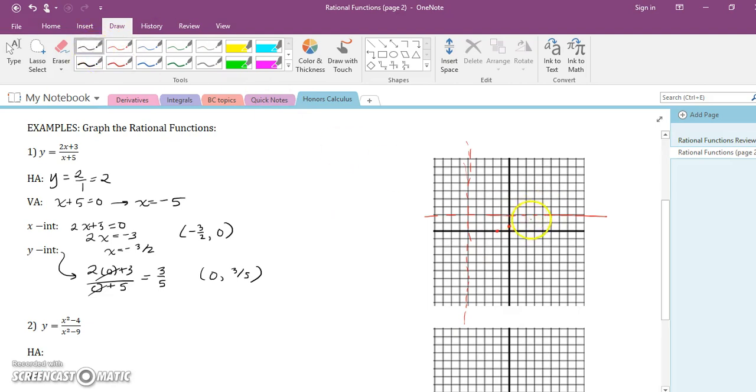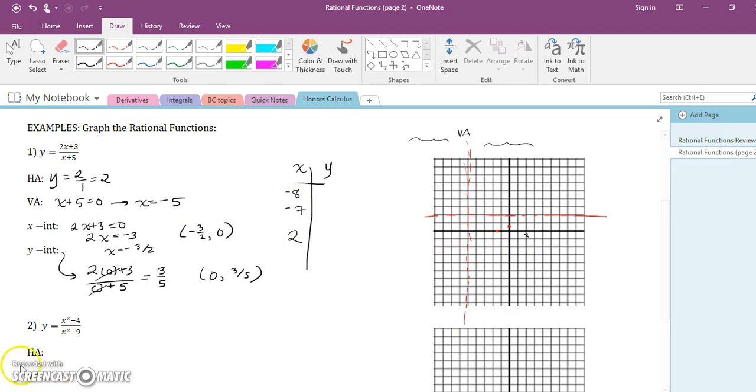I don't really have enough points to connect. I mean, I know these two are going to connect, but I don't know what's really going on. So you should always pick extra points on each side of your vertical asymptote. I already have 2 points on this side of that vertical asymptote. I don't have anything over here. So how about negative 8 and negative 7? And then I'll just do one more at like 2 to see what this thing is doing.